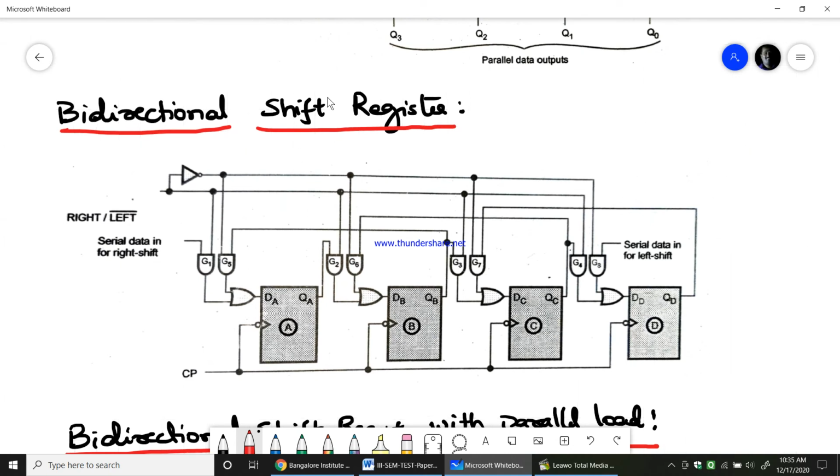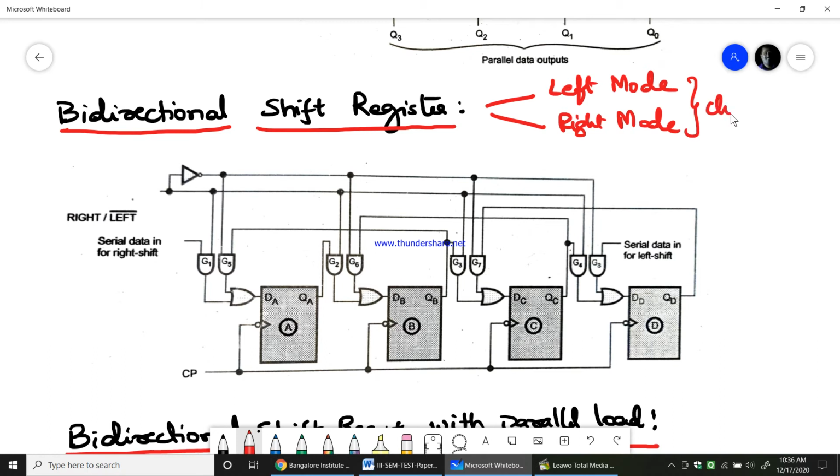Coming to the bidirectional shift register. Bidirectional means it can work either as left mode or as right mode. So when I have one single flip-flop register diagram to work as both left mode and right mode, I should give a choice for this. For example, if choice equals 1, it should work as left mode. If choice equals 0, it should work as right mode. So in that way, we need to create a design where a choice is given in the circuit so that it can work either as left mode or as right mode.